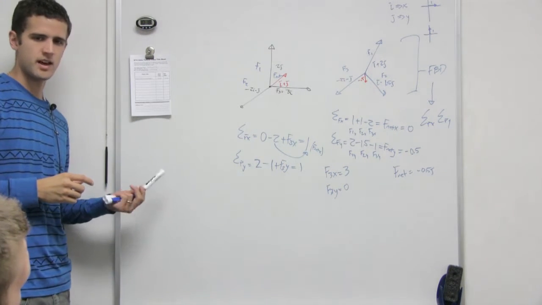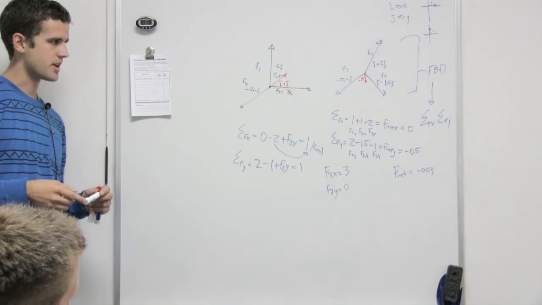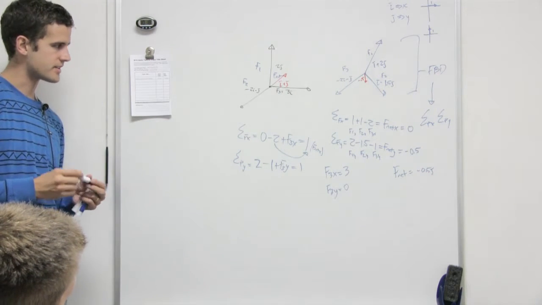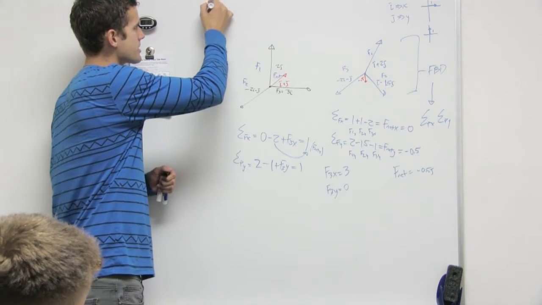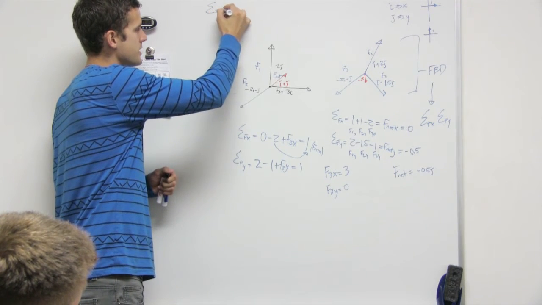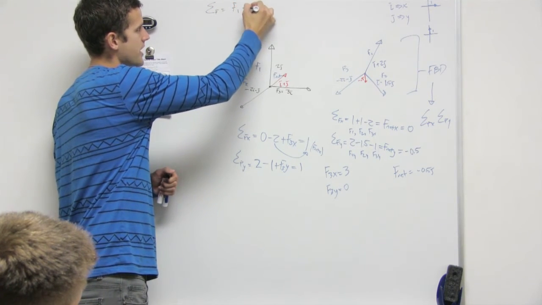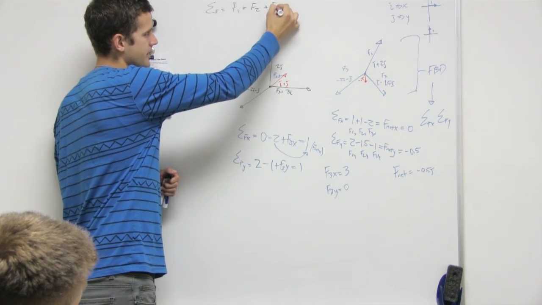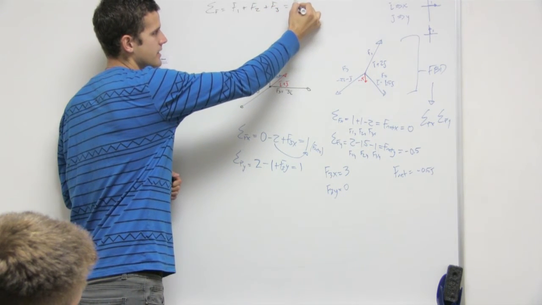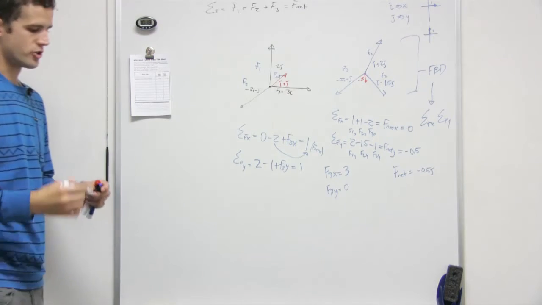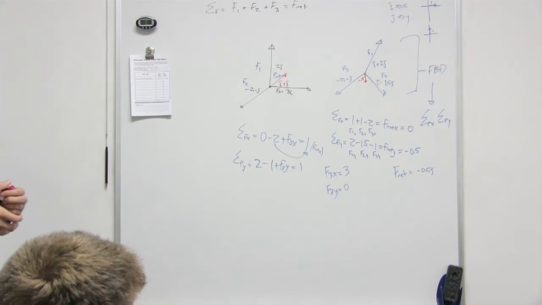So that's how problems like that work. You set it up the same way. You just recognize that your sum of forces will always be your F1 plus your F2 plus your F3 equals your F net. And you just plug in what you already know and find the last one.